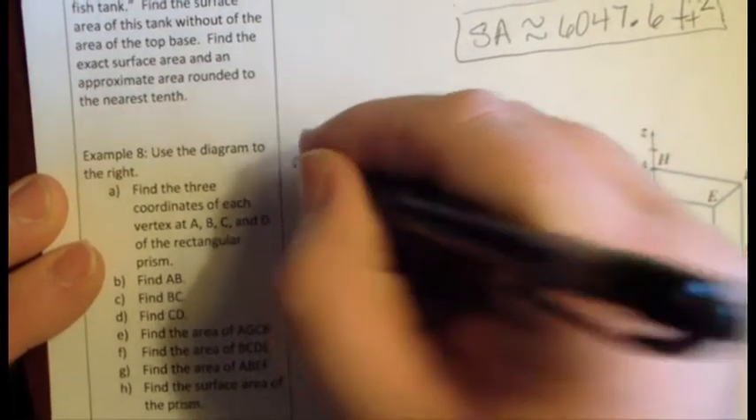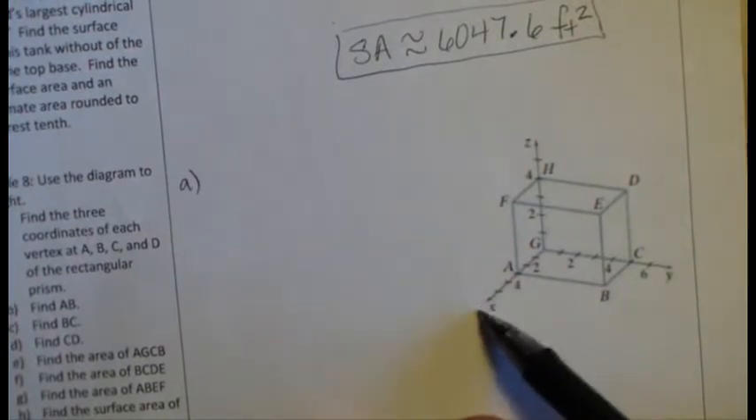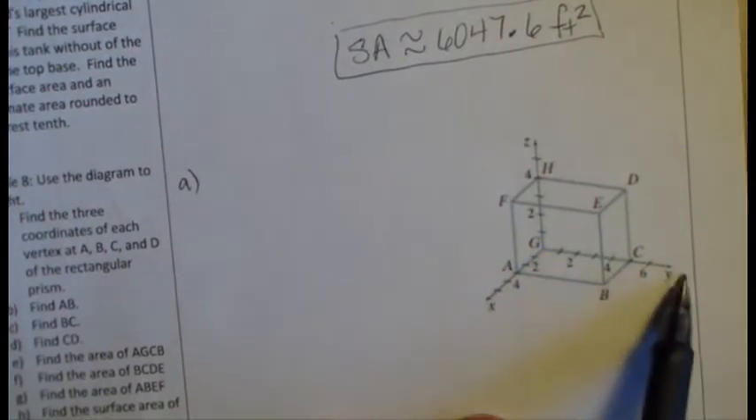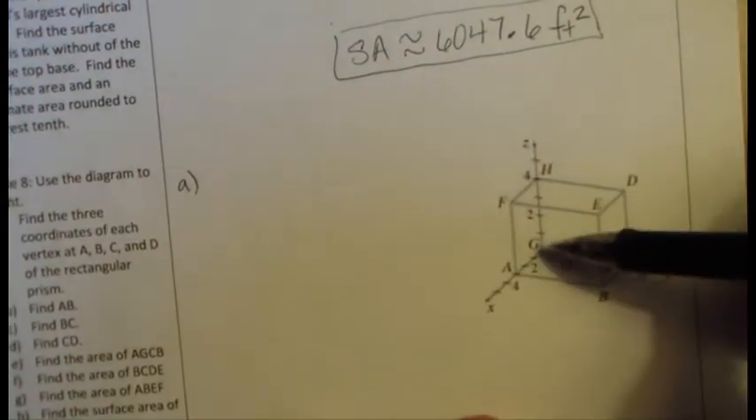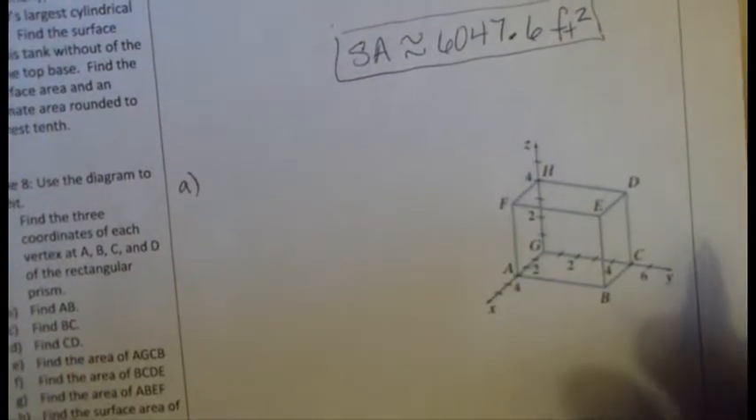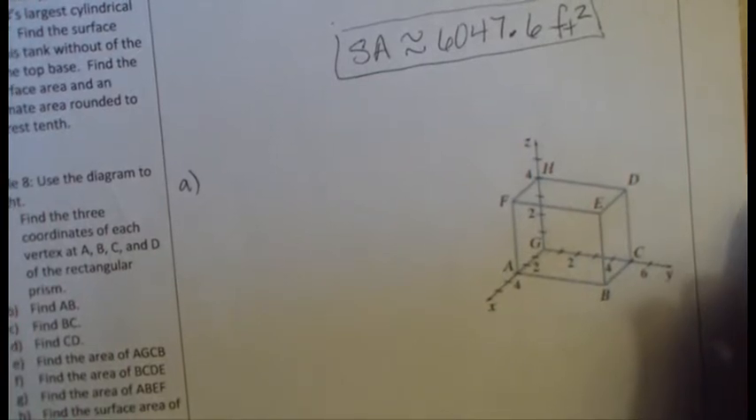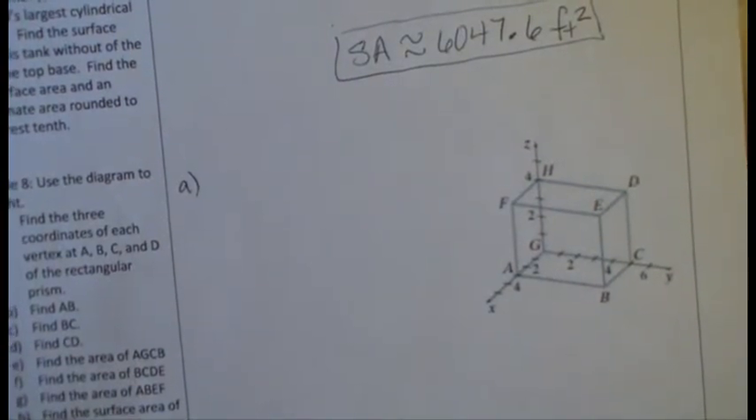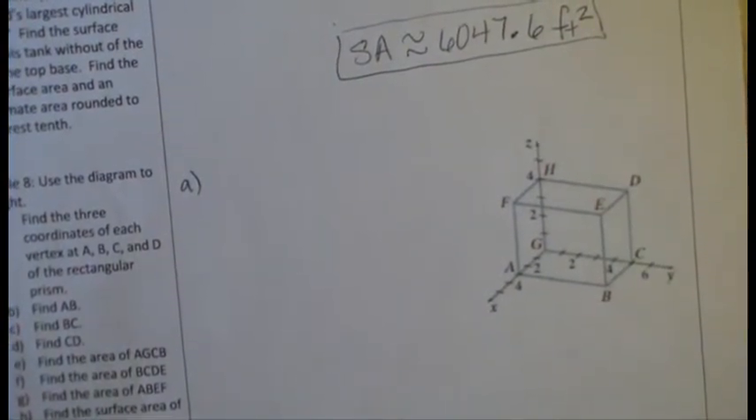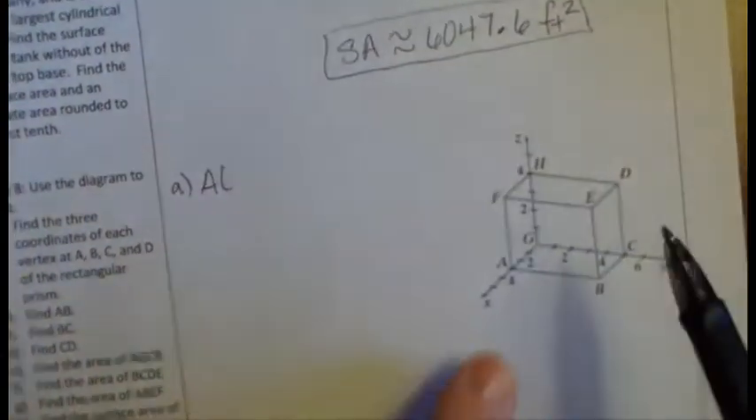So part A, you'll notice we've got ourselves a rectangular prism in 3D space. We've got X on this axis, Y on this axis, and then Z on the vertical axis. When we're writing coordinates, we have to use 3 numbers, and we do them in X, Y, Z order, just like if we were writing an ordered pair, X, Y. So an ordered triple is X, Y, Z. So let's start with the vertex A, which is right here.